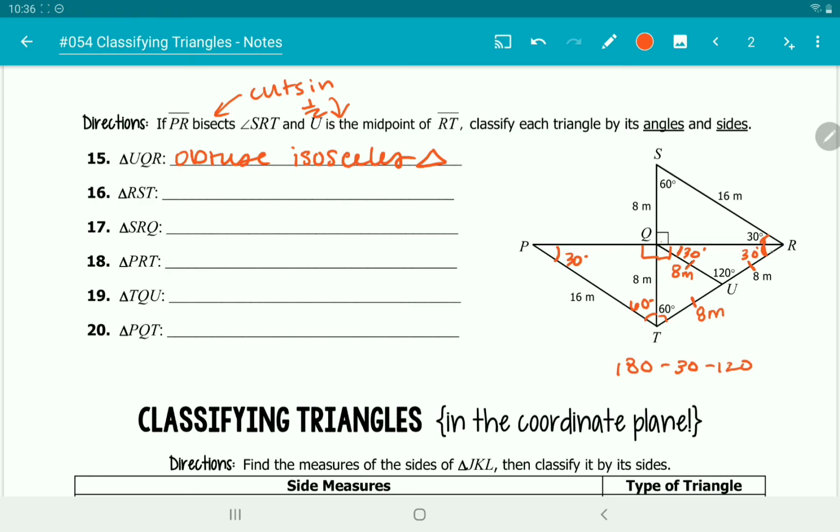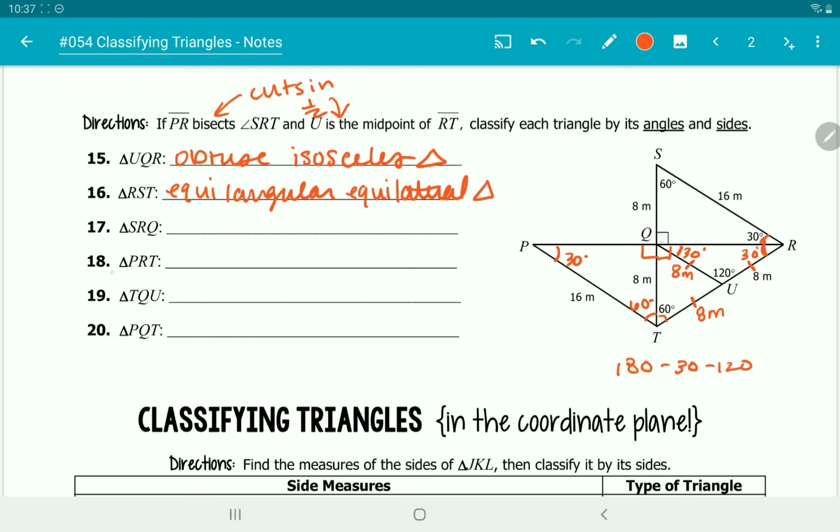RST. It's going to be this big triangle here. If we look at the angles first, we have a 60-degree angle, a 60-degree angle, and a 60-degree angle, because this is 30 and 30. So it is going to be equiangular. These two are also 8 plus 8, so these are both equilateral as well. So it's an equiangular equilateral triangle.